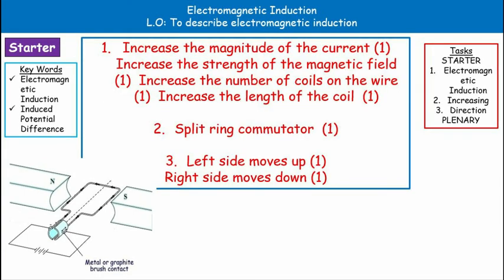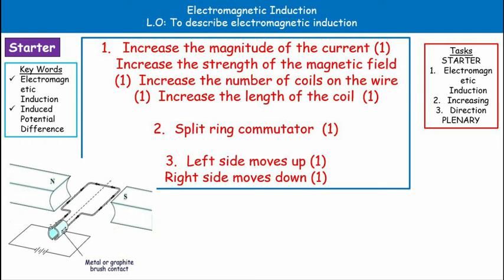Okay, let's check those answers then. Obviously mark these if you've got them right. Our first question, how can we increase our actual motor output? The first thing we could do is increase the magnitude of the current. Second one, increase the strength of the magnetic field. Third, increase the number of coils on the wire. Or we could have increased the length of the coil. So give yourself a mark for each of those you got right.